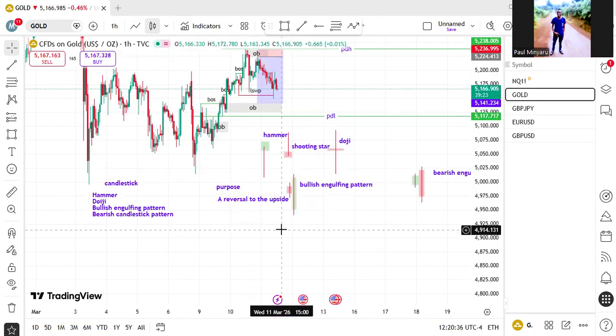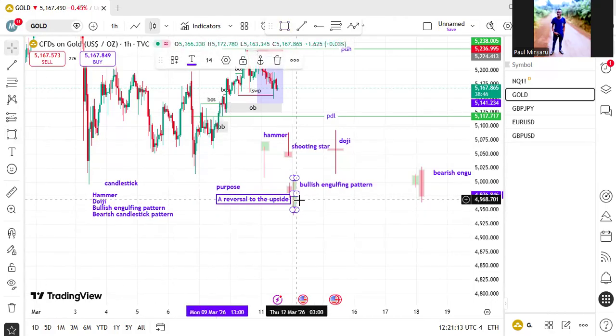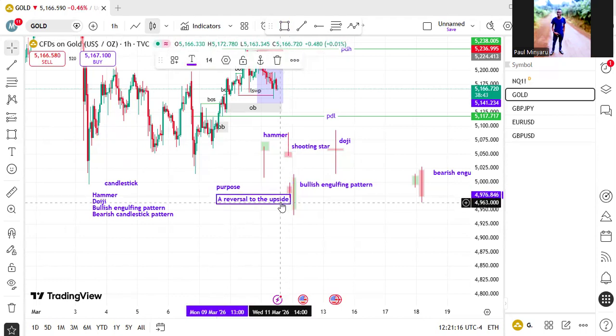Let me come back to it again. When a hammer is formed during a downtrend, and in that downtrend we have a support zone or a demand zone, it will signify that price is no longer heading down. Price is trying to push up with momentum. So after a hammer has been formed in a support zone or a demand zone, we shall be looking for more buy positions.